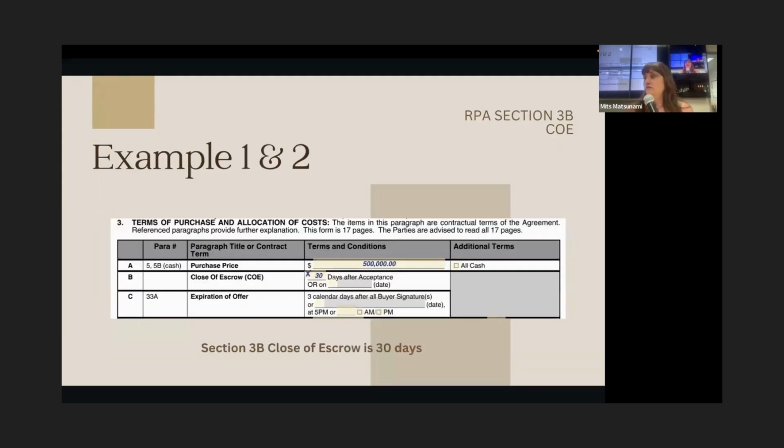Okay, we are going to do some examples of this and plot it out on a calendar. So for examples 1 and 2, we're going to state that our closing date is 30 days for both of these examples. You're going to open your contract and look at section 3B, close of escrow. We have right here written that it's 30 days after acceptance. Okay, section 3B, close of escrow, 30 days. So if you want to jot that down or keep that in your mind, just remember that for both examples, 30 days is what we have.